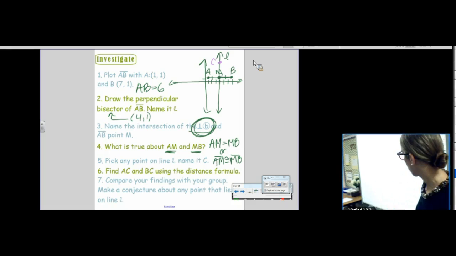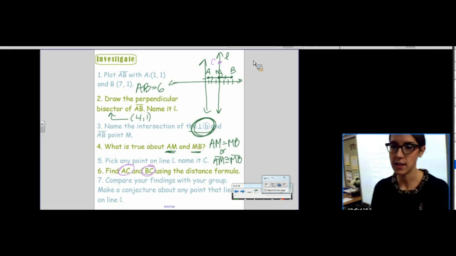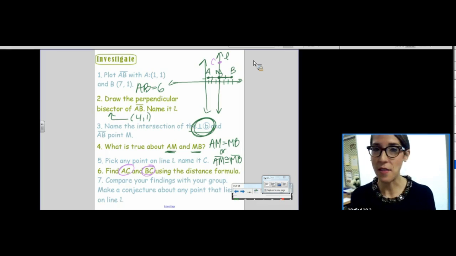Step 6, find the distance from A to C and the distance from B to C using the distance formula. Remember, the cousin of the distance formula is the Pythagorean theorem, so if you would rather just use the Pythagorean theorem, that's A-okay.